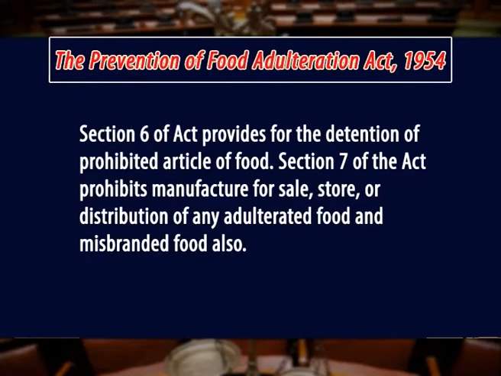The general provisions of food contain the legal provisions pertaining to food, like prohibition of import of certain food articles into India or prohibition of manufacture, sale, etc. of certain articles of food like adulterated food, misbranded food, etc. under section 5 of the Act, while section 6 of the Act provides for the detention of prohibited articles of food. Section 7 of the Act prohibits manufacture, sale, storage or distribution of any adulterated food and misbranded food also. In fact, it lists out and gives a clear description of the prohibited items.